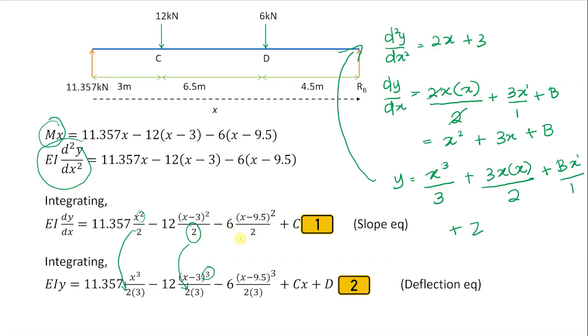So 6 x minus 9.5. So x minus 9.5 darab x minus 9.5, so jadi kuasa 3 here. And 3 kat bawah ni. These two, don't forget. Okay.